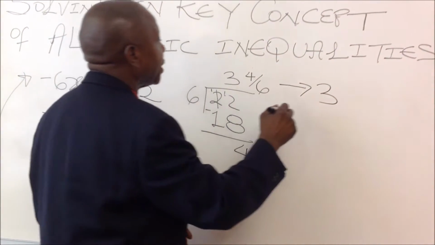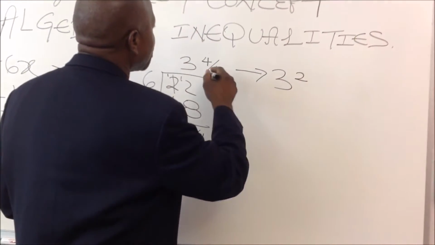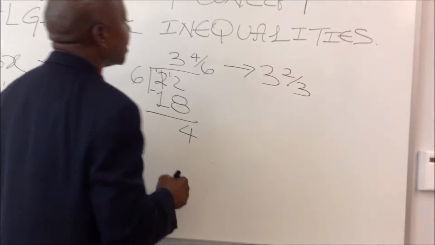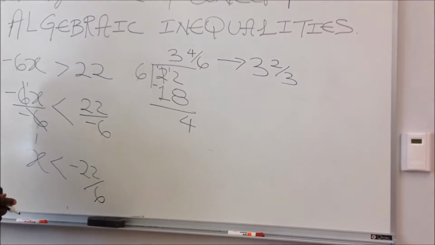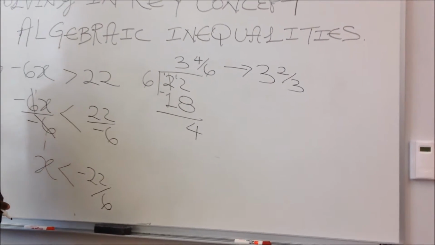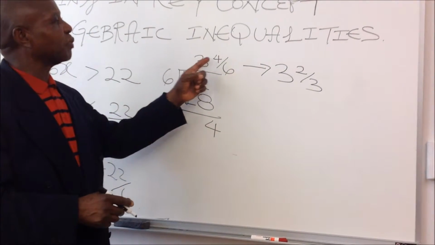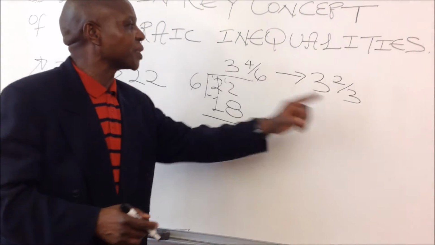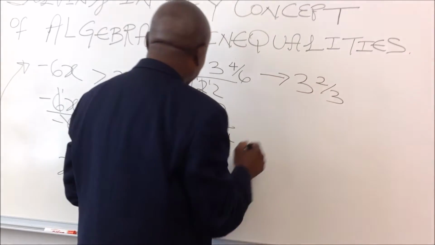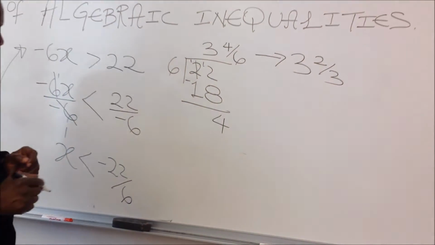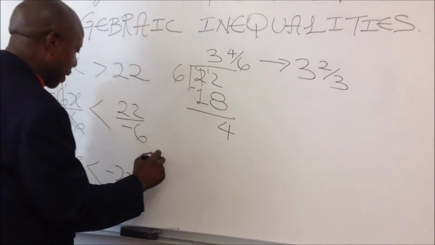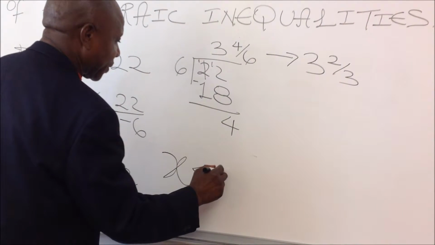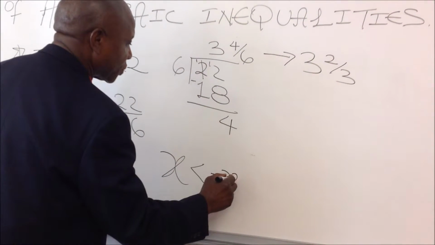3 into what? 2 over what? 3. 3 into 2 over 3. Because there is a common factor between 4 and 6, namely 2. 2 can go into 4 2 times, 2 can go into 6 3 times. So notice, we must not forget our negative sign. So therefore, the solution here becomes x is less than negative 3 and 2 over 3.